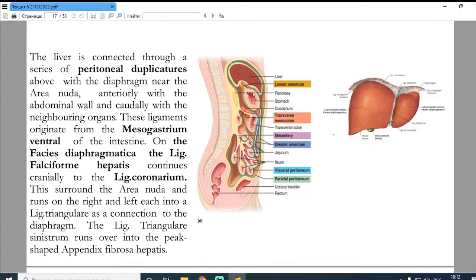With the ligamentum triangulare sinistrum, it runs out into a peak-shaped appendix, appendix fibrosa hepatis. Ligamentum falciforme, ligamentum teres hepatis, ligamentum coronarium, and ligamentum triangulare dextrum and sinistrum.